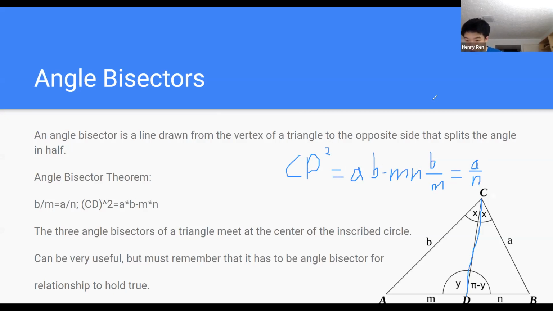All right, I'll leave this for you to prove on the homework, but if you still have questions after you see that problem, feel free to email me. But it's important that you memorize the angle bisector theorem. All right, angle bisectors.